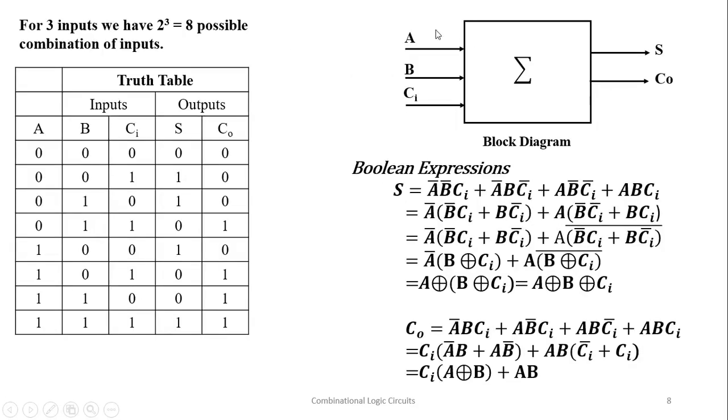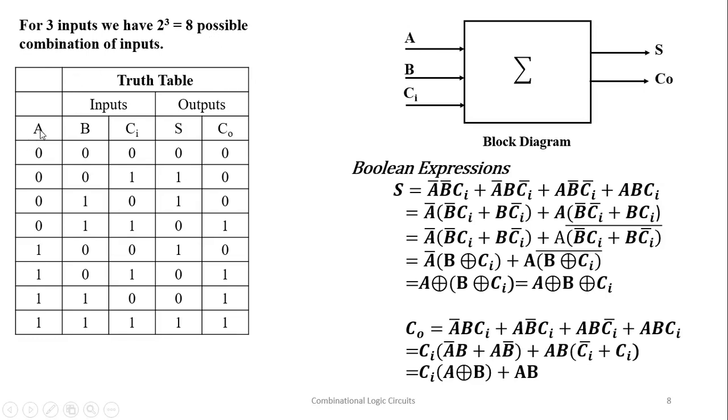This is the block diagram. A and B are the two inputs, and the third input is the input carry. We have two outputs, sum and carry out. So now we have 3 inputs, so we have 2 raised to power 3, that is 8 possible combinations, to develop the truth table.